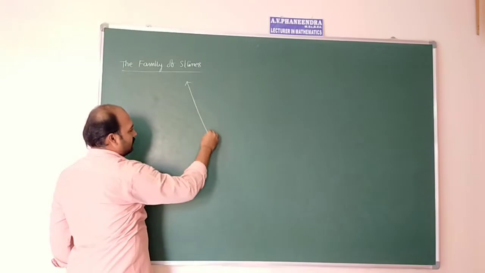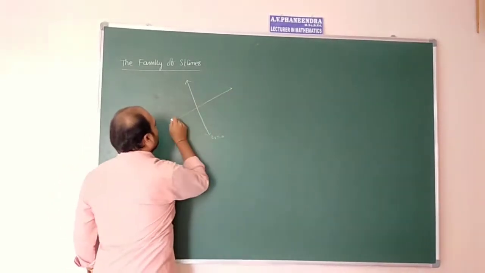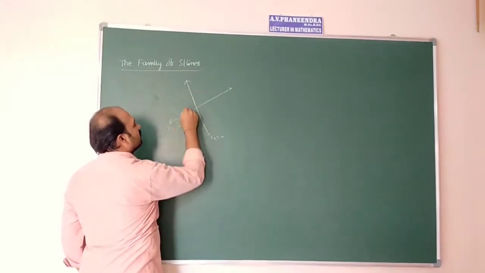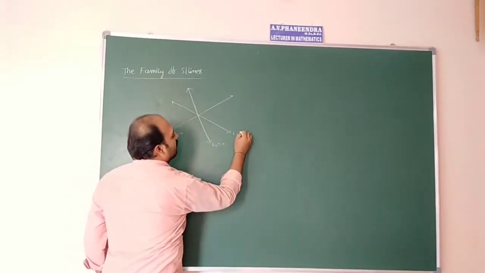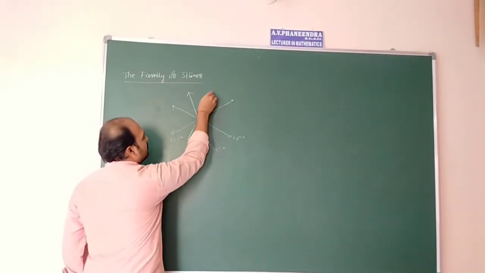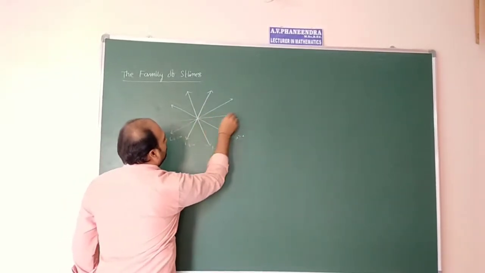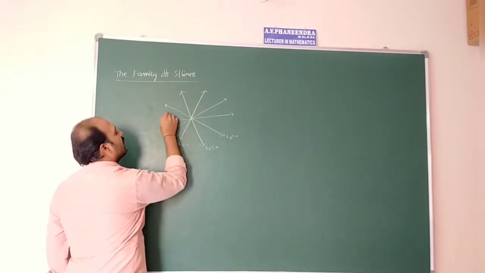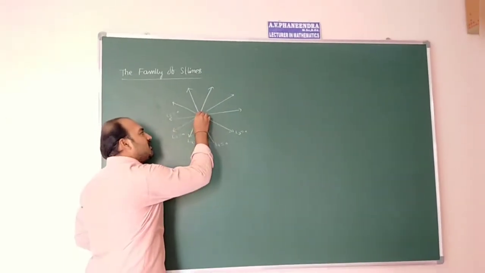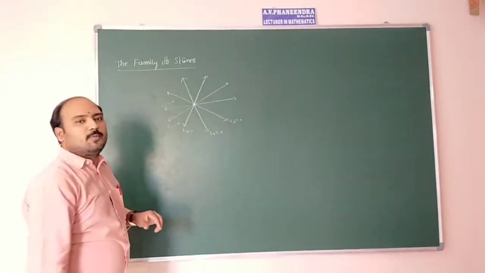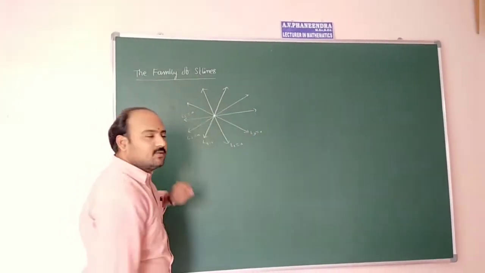Consider the lines L1 equal to 0, L2 equal to 0, L3 equal to 0 and so on like this. These are the family of straight lines, L5 and so on. You can take the lines. This family of straight lines passes through a single point. This point is called the point of concurrency. And how to represent these family of straight lines?